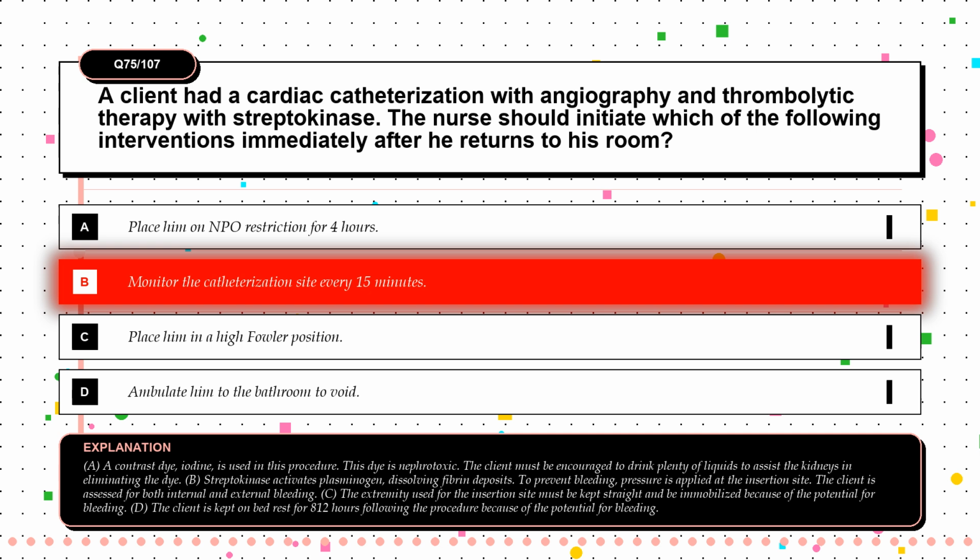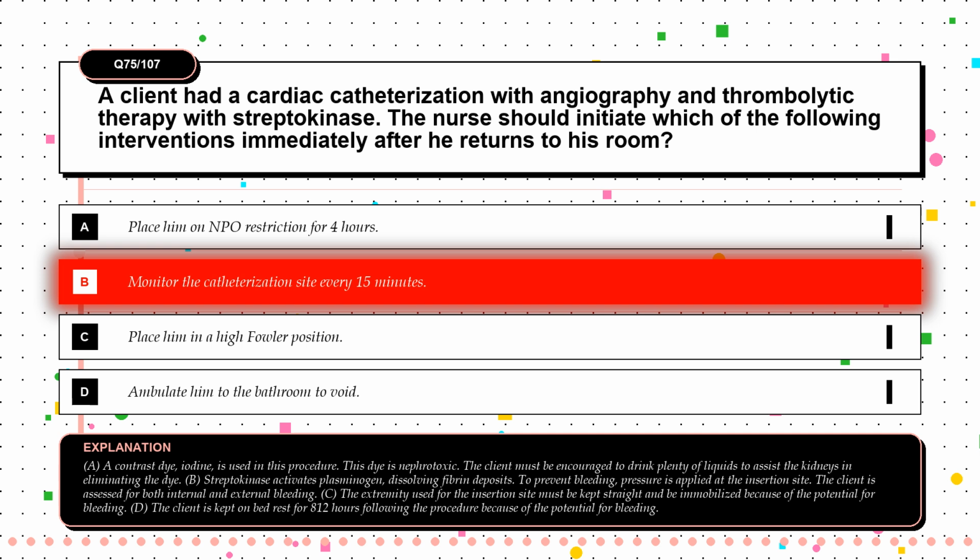To prevent bleeding, pressure is applied at the insertion site. The client is assessed for both internal and external bleeding. C. The extremity used for the insertion site must be kept straight and be immobilized because of the potential for bleeding. D. The client is kept on bed rest for 8 to 12 hours following the procedure because of the potential for bleeding.